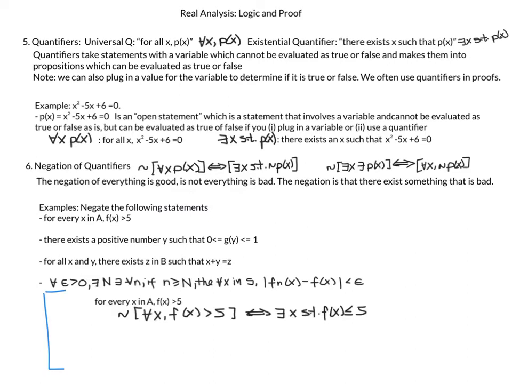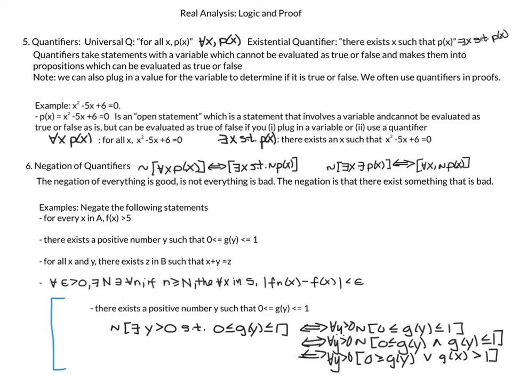So the first solution: for every x in A, f of x is greater than 5. So I wrote that here. For all x, f of x is greater than 5. And I want to negate that. Using my negation rule, all I need to do is find one x. There exists some x such that the statement isn't true. In other words, f of x is less than or equal to 5. So here's my negation: there exists x such that f of x is less than or equal to 5.